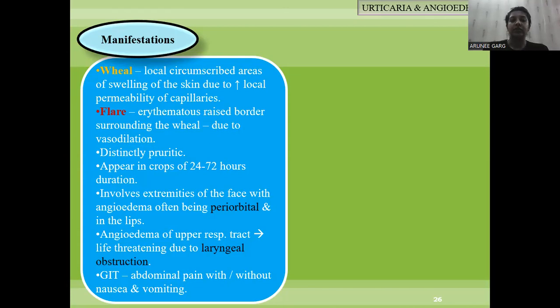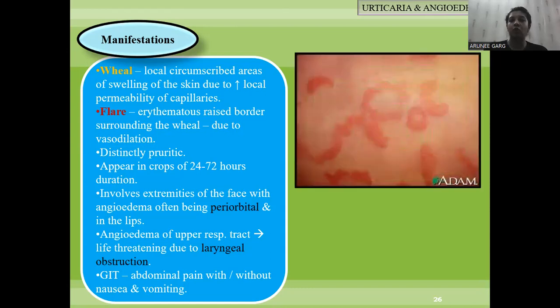It involves the extremities and the face, with angioedema often being periorbital and in the lips. Angioedema of the upper respiratory tract can be life-threatening due to laryngeal obstruction. And in the GIT, it can cause symptoms like abdominal pain with or without nausea and vomiting.